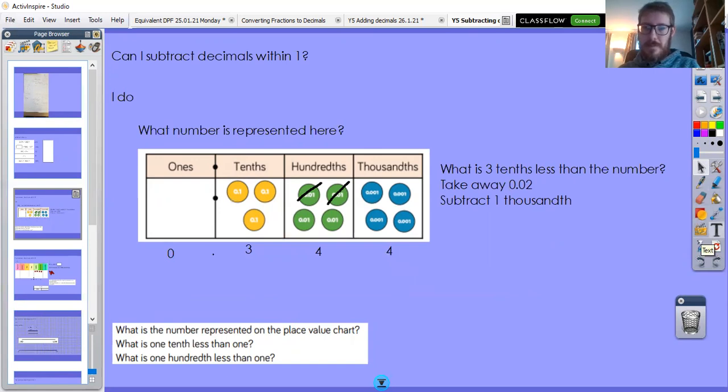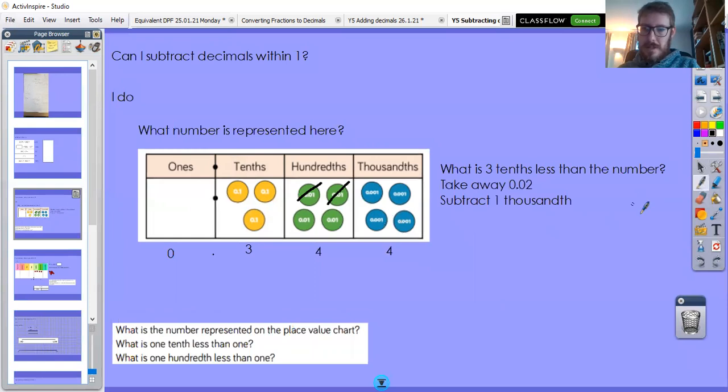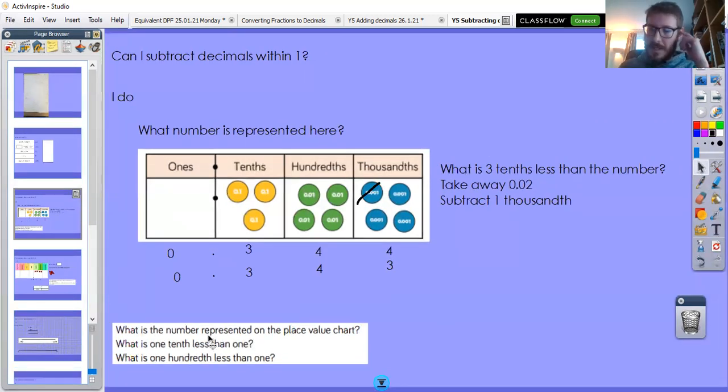And then the last one, subtract. That's the key word we're going to use when we're talking about taking away, is subtract. So I'm going to subtract 1/1,000th. I can just take away 1/1,000th, and I'm left with 0.343.